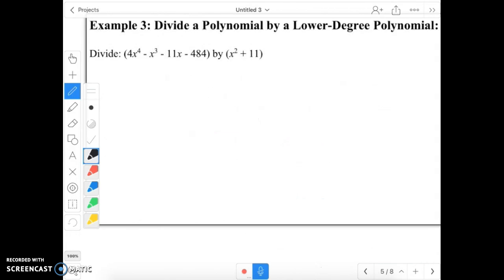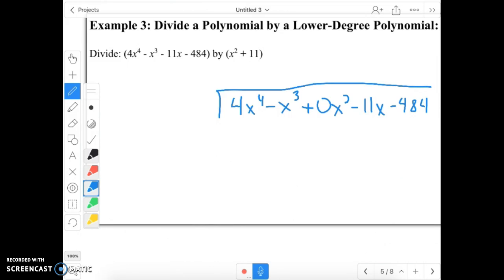I will do one more with you guys, and then I'll leave some for you. So we have 4x to the 4th minus x cubed. Again, I'm missing a squared term, so plus 0x squared minus 11x minus 484. This time we're dealing with a squared term out front. But we do it the exact same way. So how would I go from this to this? That would be multiplying by a 4x squared. So we have 4x squared that we're missing out here.